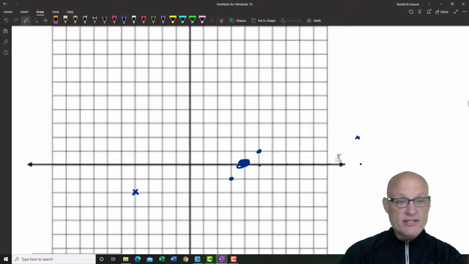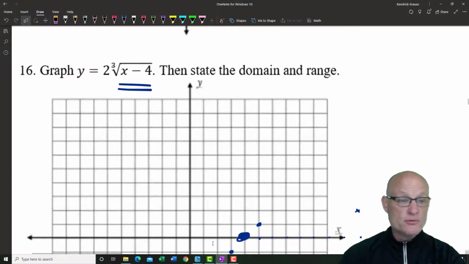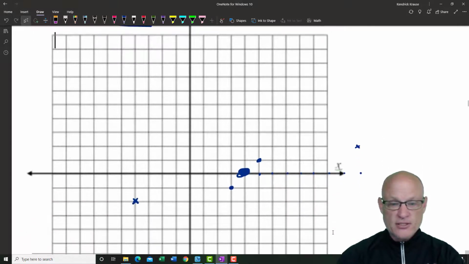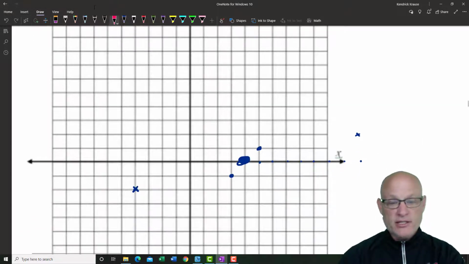But because we have the dilation of 2, we got to take each one of those and multiply it by 2. In other words, double its distance. So instead of being here, we're going to go up here. Instead of being here, we're going to double it and go up to 4. Instead of being at 1, we're going to go down to 2. And instead of being at negative 2, we're going to go down to negative 4.